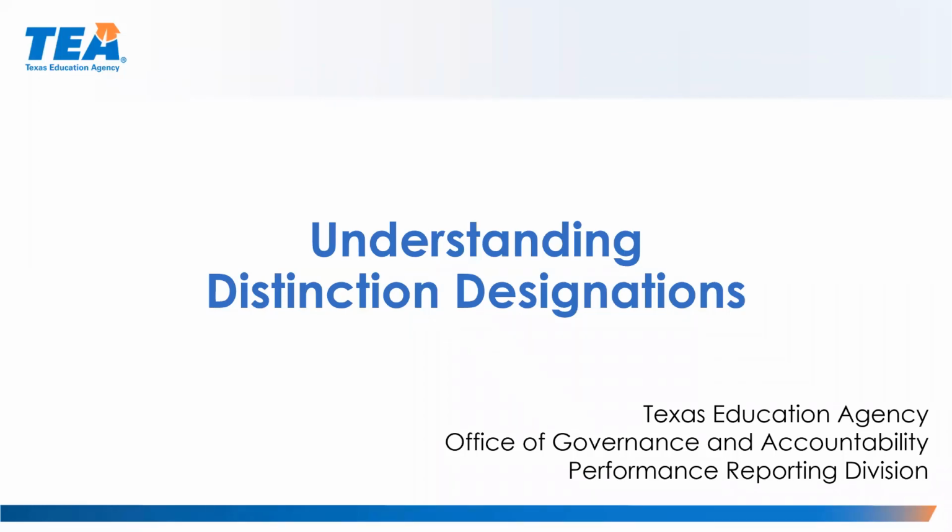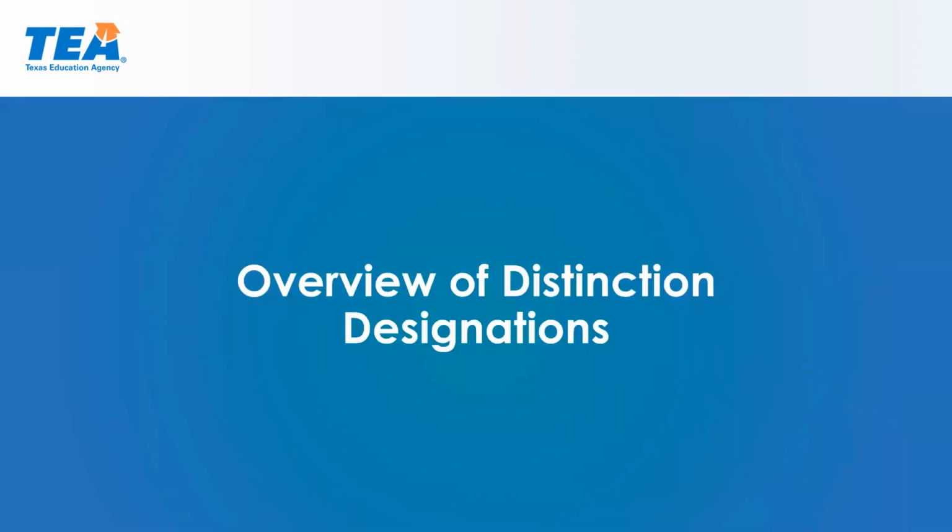Today we're going to review distinction designations and how they're awarded for outstanding achievement based on performance on certain indicators. We'll start off with a review of distinctions before we transition to how they're calculated and awarded.